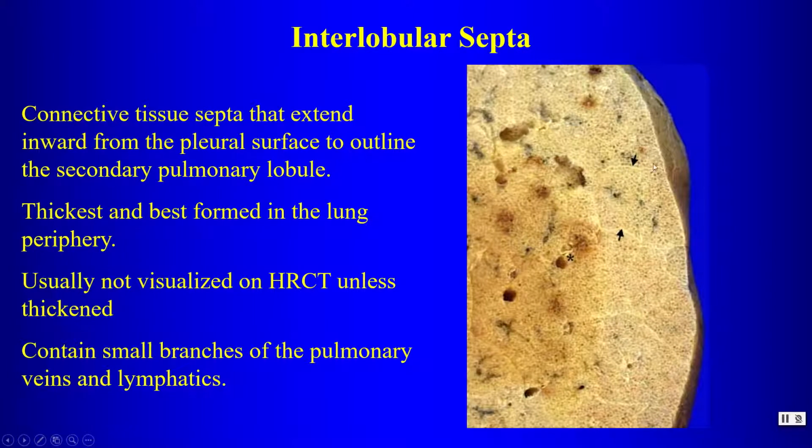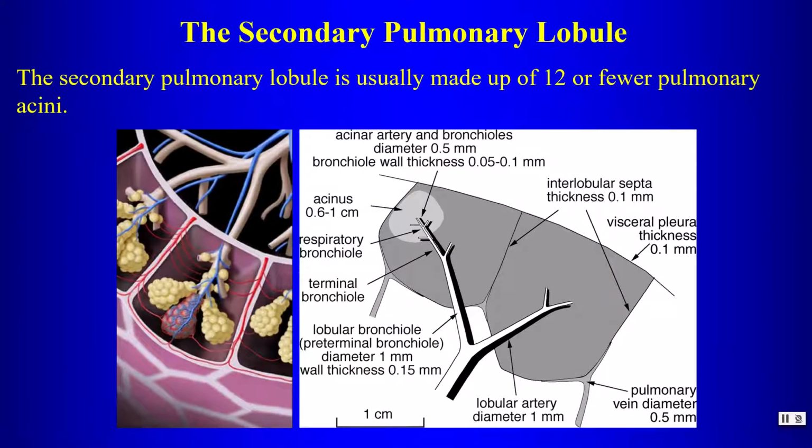So when we look here in the periphery of the lung, we can see the outlines here of the secondary pulmonary lobules in this gross specimen. So these interlobular septae there are easier to see in the periphery of the lung. Normally, except for the periphery of the lung, we usually do not see interlobular septae on high-res CT unless they are thickened for some pathologic reason. And again, the interlobular septae contain small branches of pulmonary veins and also contain lymphatics.